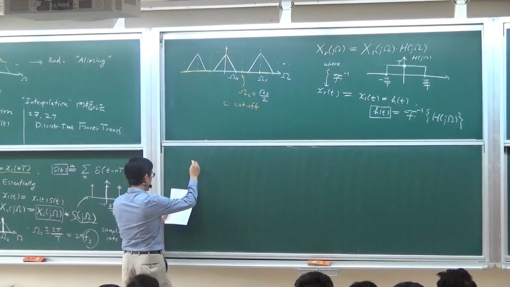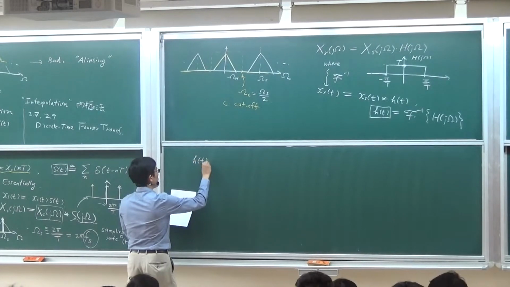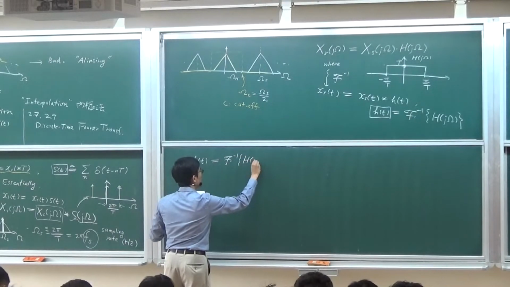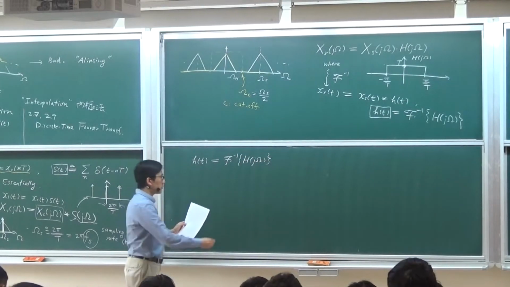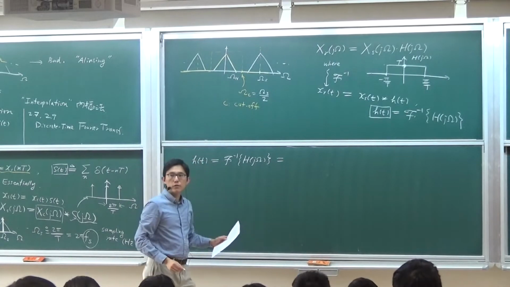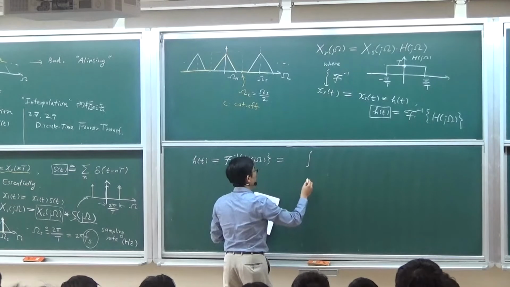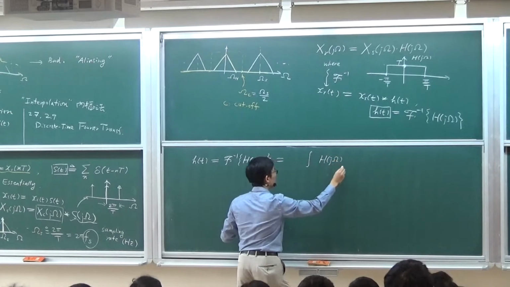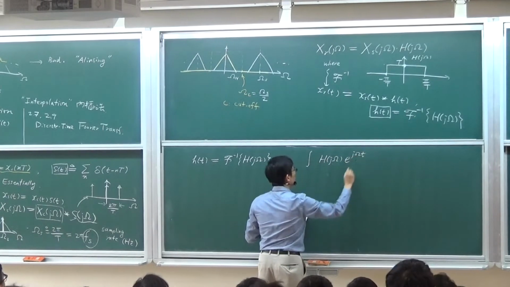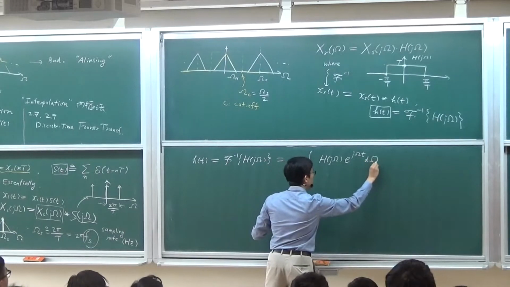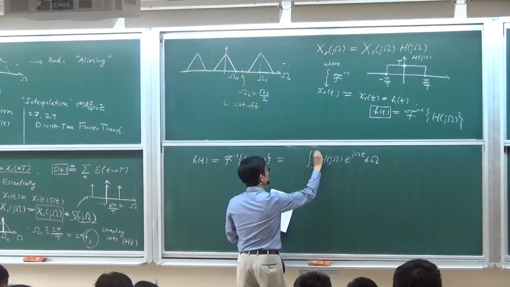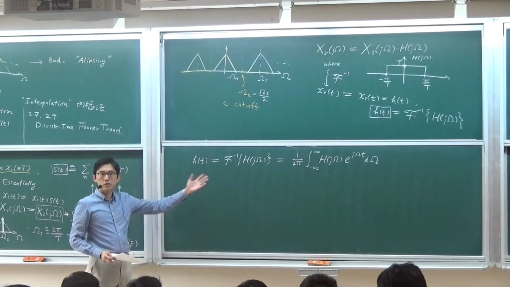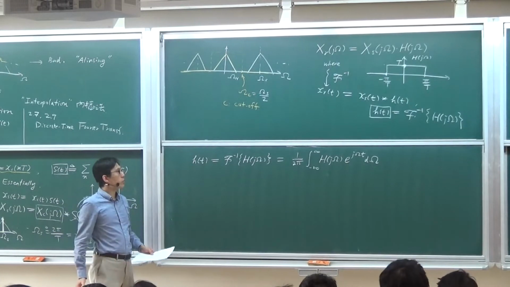So we know that this is just the definition of the inverse Fourier transform. If it is the inverse Fourier transform of an ideal low-pass response, then to perform an inverse Fourier transform, we need to integrate the frequency response multiplied by e to the j omega t, and sum them up over all frequencies from minus infinity to infinity, with a factor of 1 over 2 pi. Right, this is just the definition of the inverse Fourier transform.